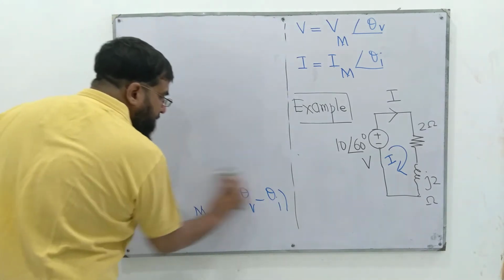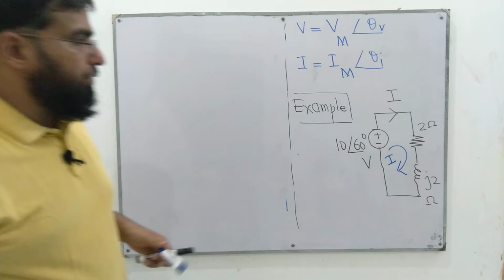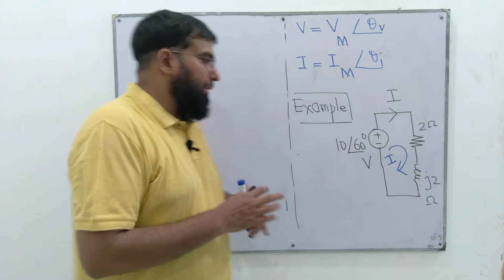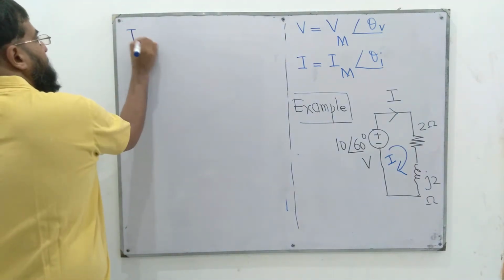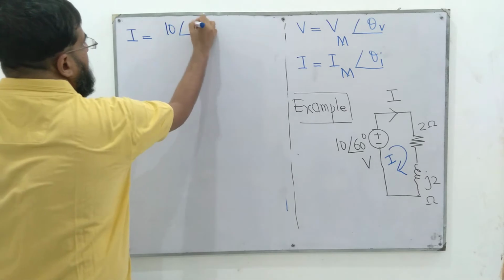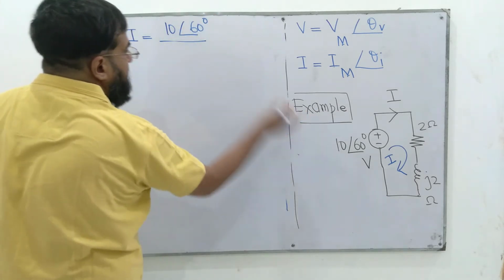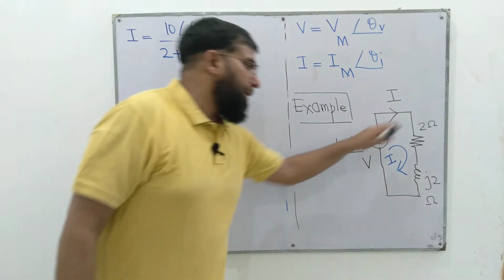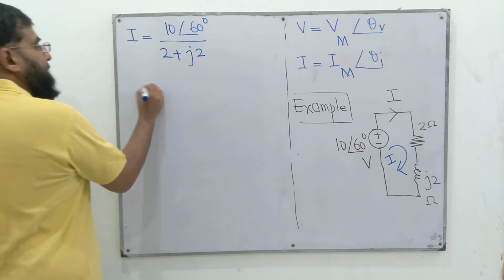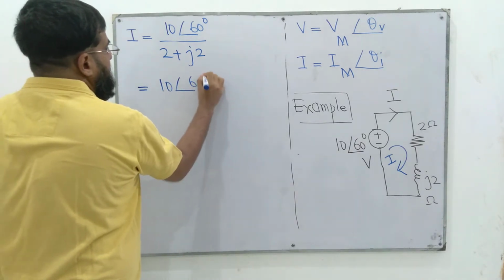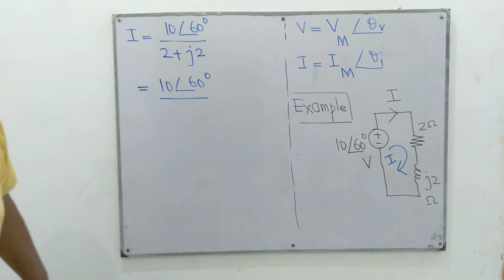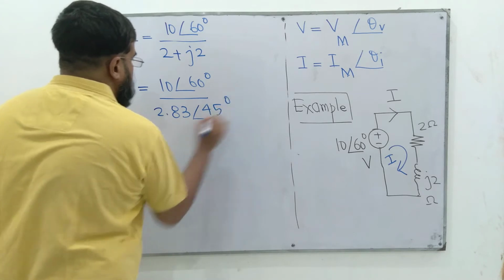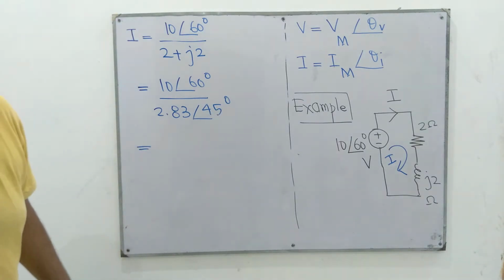How would you find it? The total impedance of the path: we have two series components, 2 and J2. The impedance of the path is 2 plus J2. So the current can be computed as 10 at an angle of 60 divided by the impedance of the path. We have applied Ohm's law. According to Ohm's law, the voltage divided by the impedance is the complex current. This is 10 at an angle of 60, and we convert it into polar form.